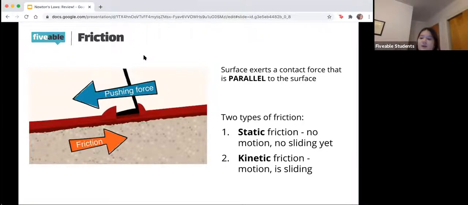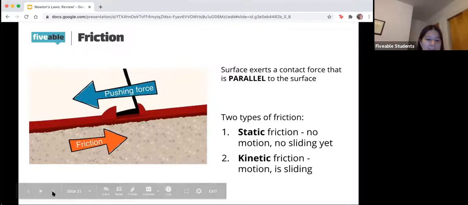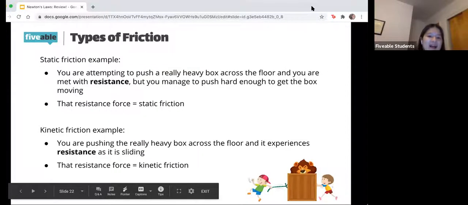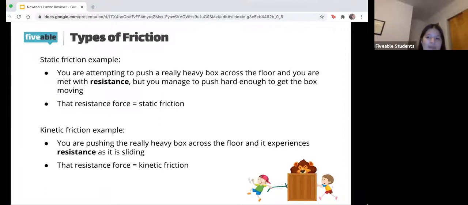Static friction is always greater than kinetic, and I have a slide on that in a second. Kinetic is when we're moving. I'm moving the box, and there's this constant friction force against the box as I'm moving it. So kinetic is moving; static is not moving yet, but about to move. For example, that resistance you feel when you're pushing a really heavy box is static friction. With kinetic friction, we're pushing and experiencing resistance as we slide it.